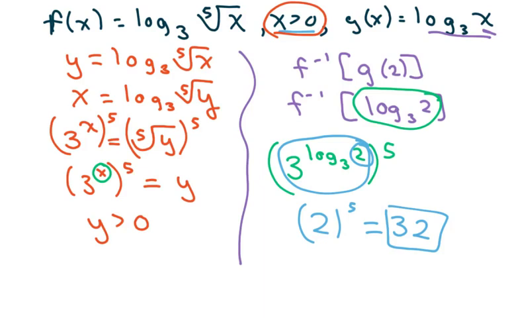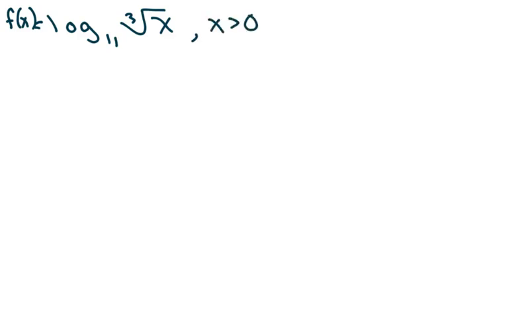All right. And I have one with 11 in it. Let's do that one because that one looks scary. We have log base 11 of the cube root of x is your f of x, where x must be positive, and g of x equals log base 11 of x.